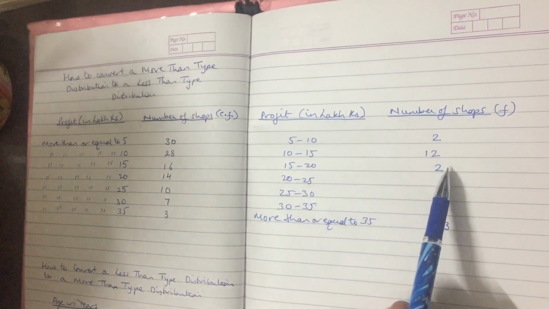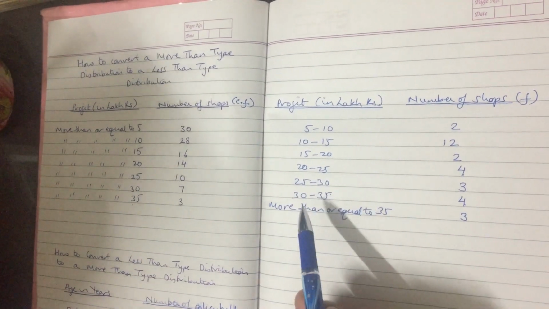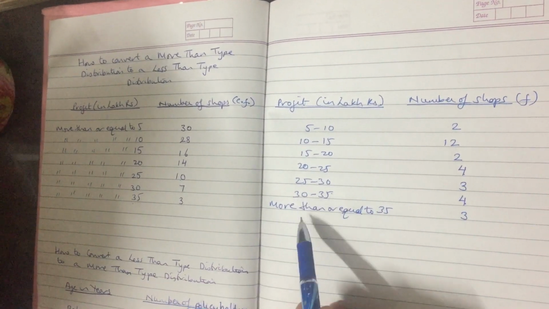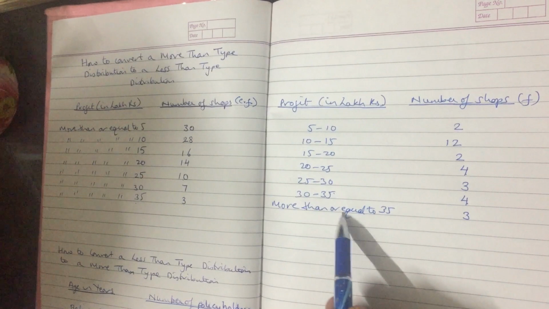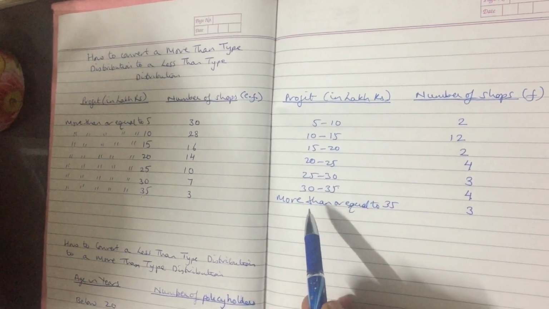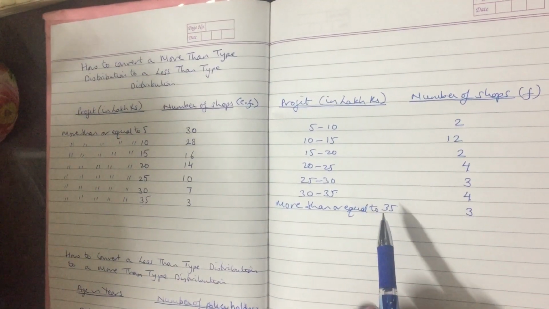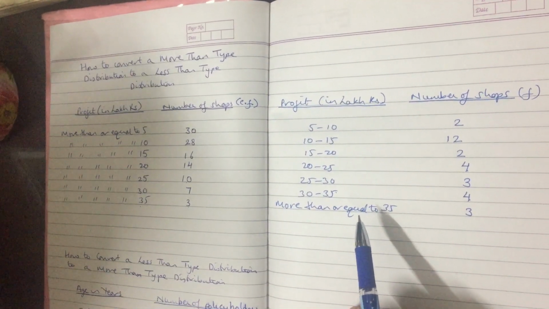So here you can proceed the same way. As regards the last one, supposing you want 30 to 35 and here you have more than or equal to 35. Now this class interval will be considered as 35 to 40, because in a less than table you require the upper limits.